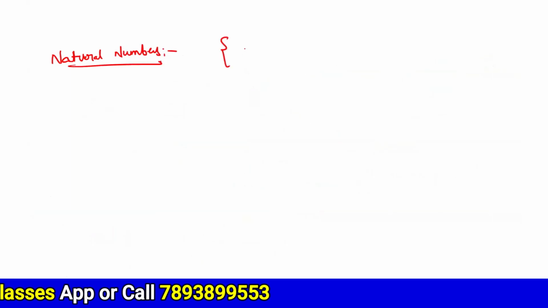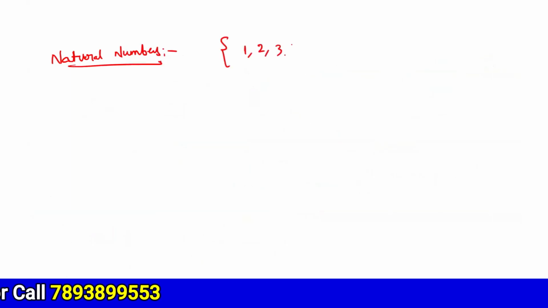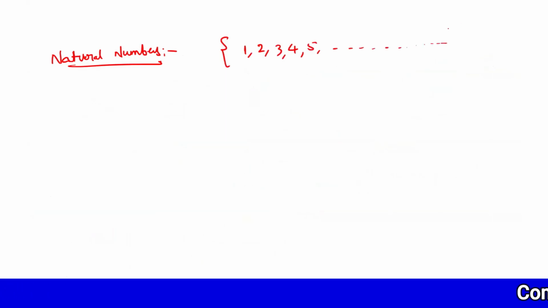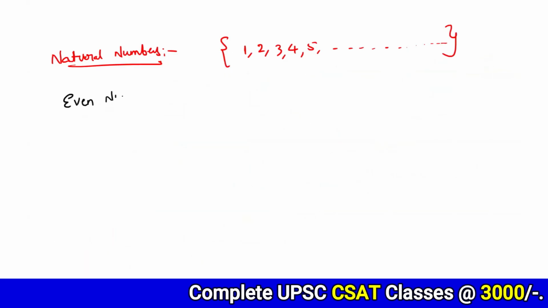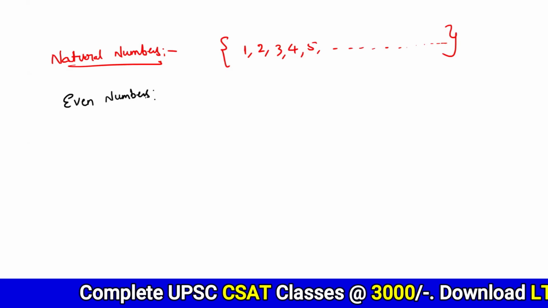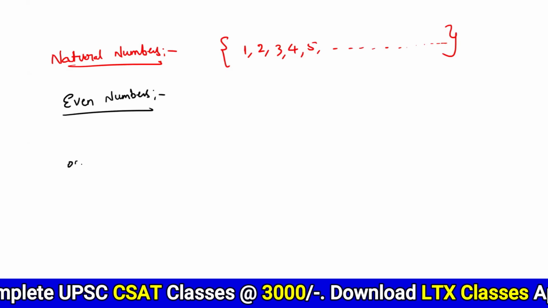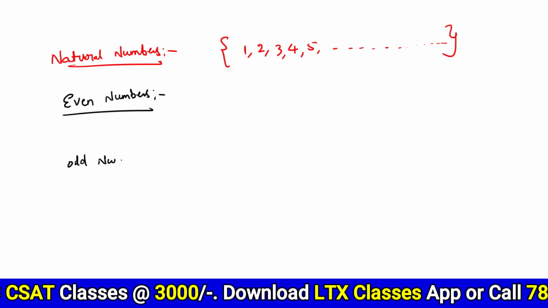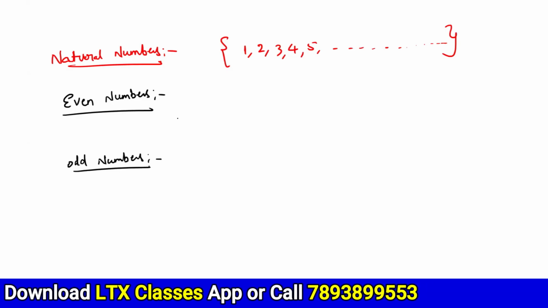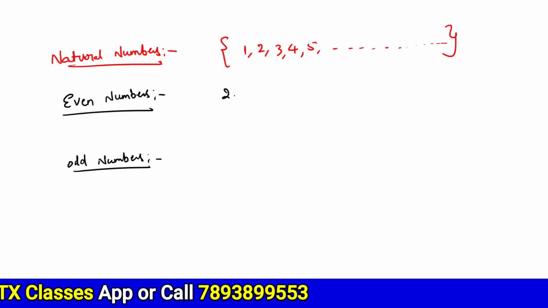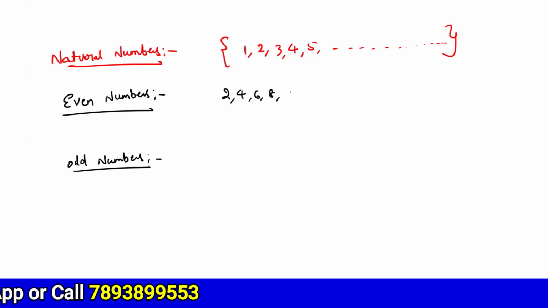I think regarding natural numbers, everyone knows it is 1, 2, 3, 4, 5 and so on. Like this, all these numbers will be considered as natural numbers. What about even numbers? I think everyone knows it. I'm just asking this, so please answer. What are even numbers? 2, 4, 6, 8, 10. All these are considered as even numbers.